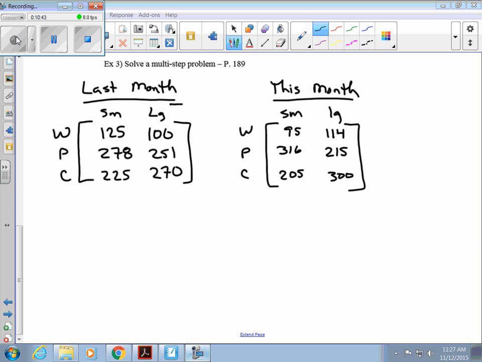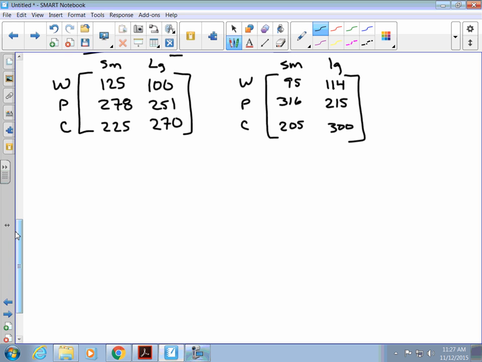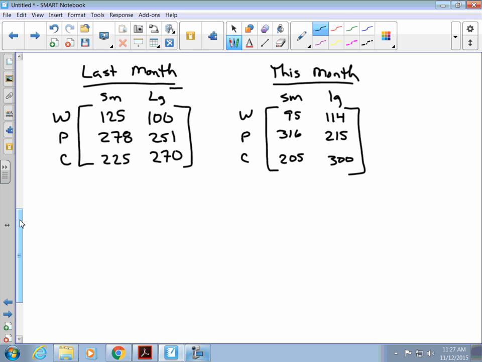Well, the question now asks us to write and interpret a matrix giving the average monthly sales of the 2-month period. Well, average means we're going to add them up and divide by 2, which is the same as taking 1/2, and we'll call them A and B. So we'll call this first one A and the second one B. So we're going to take 1/2 and then add them up.